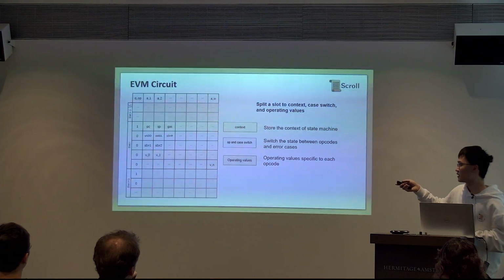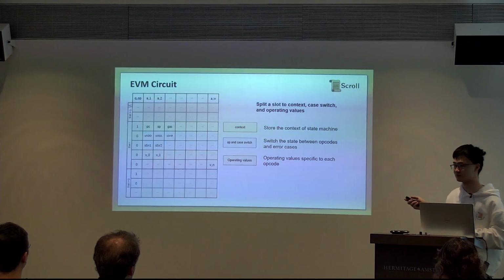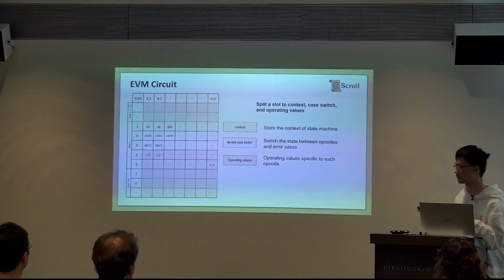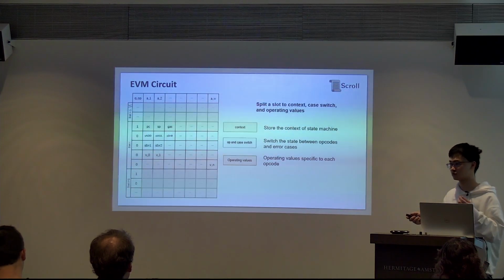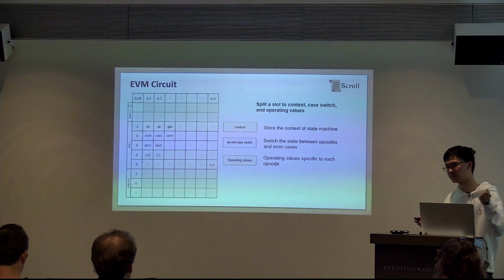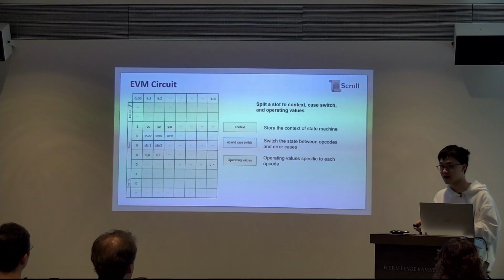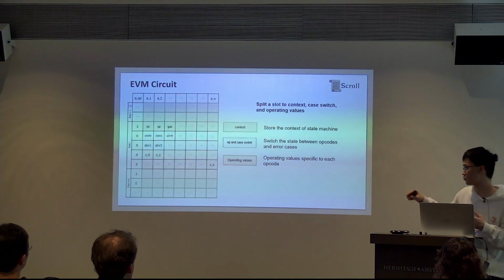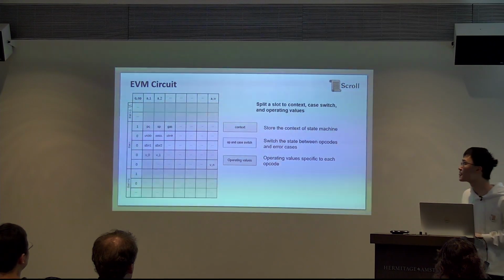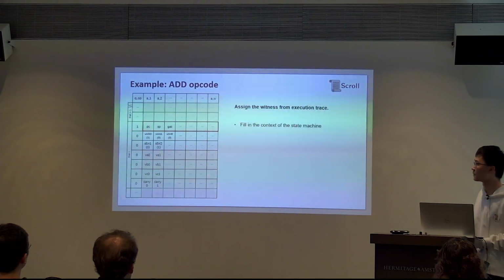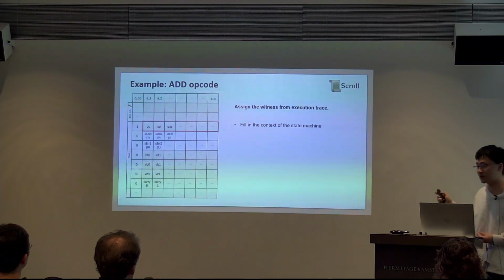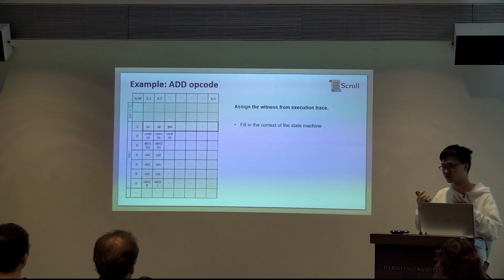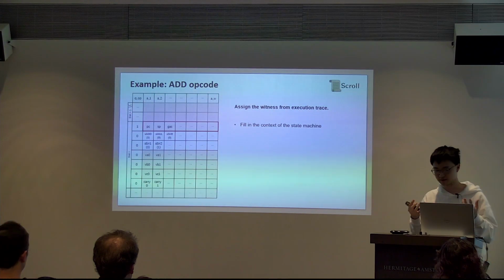Third, we have some operating values, which are freely allocated for opcode-specific circuits. For example, when you are writing add, you need 3 operands. You need to prove A plus B equals C, and sometimes you need a carry. Those more opcode-specific witnesses will be filled up in that region. Now let's look at a more detailed example of how we are really writing constraints. After you get the execution trace, you know what opcode you are executing and all the related witnesses.